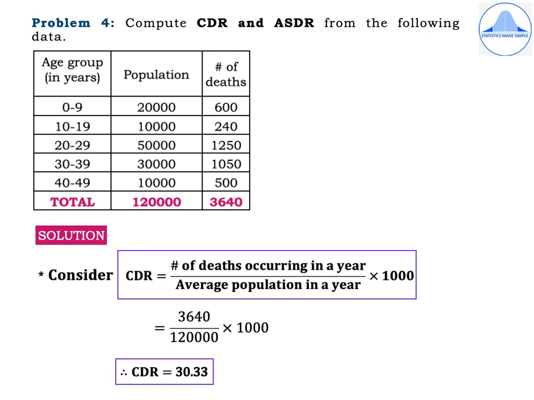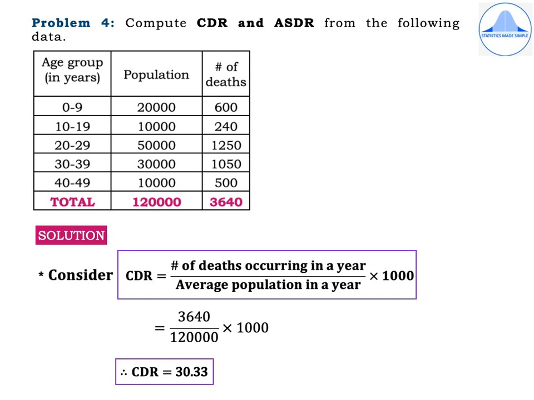Now, to calculate CDR, we need the total population and total number of deaths, which is 1,20,000 and 3,640 respectively, which is highlighted in pink color in the table. Solution. First, we have to find out CDR.